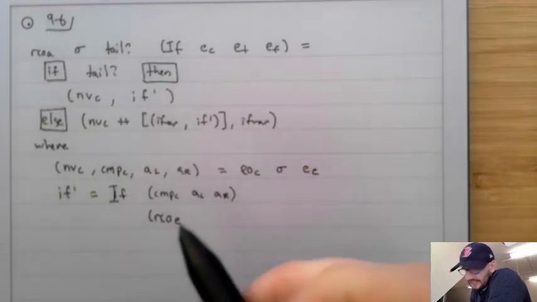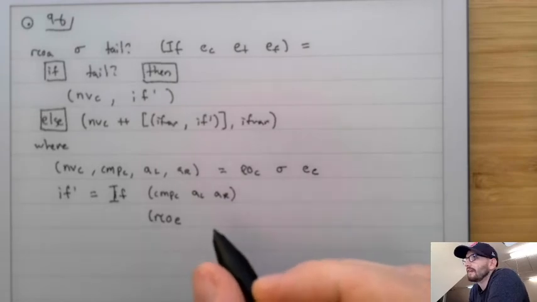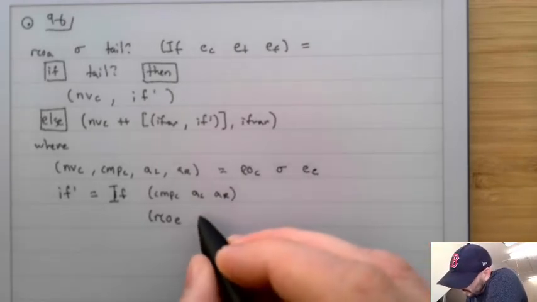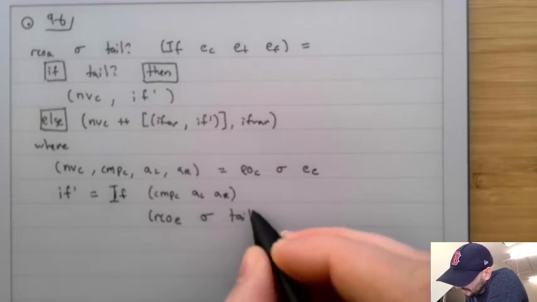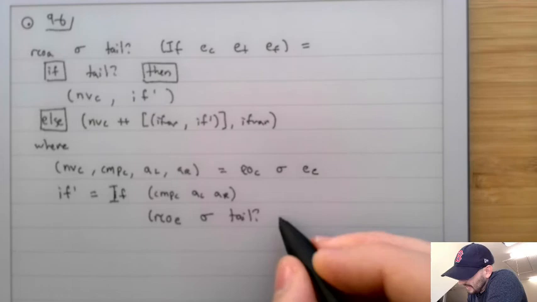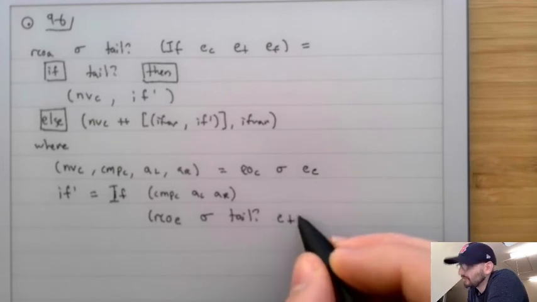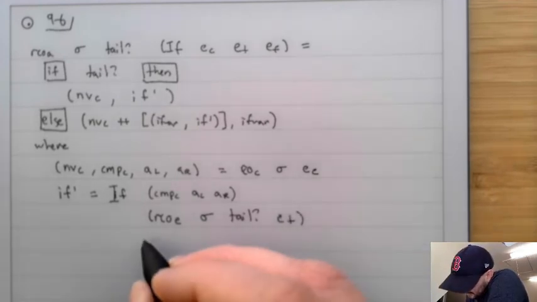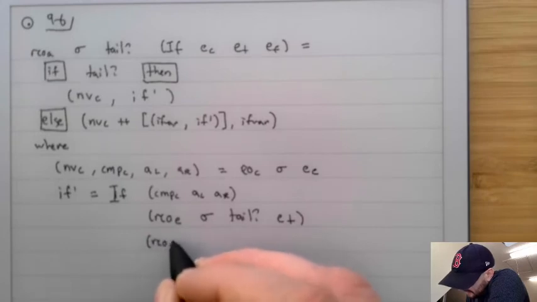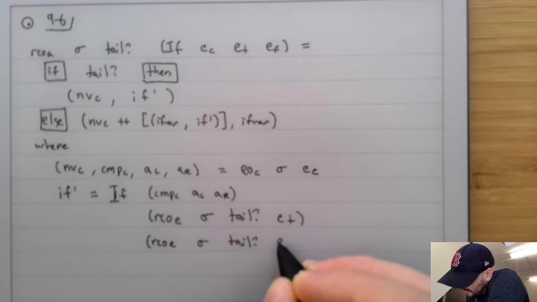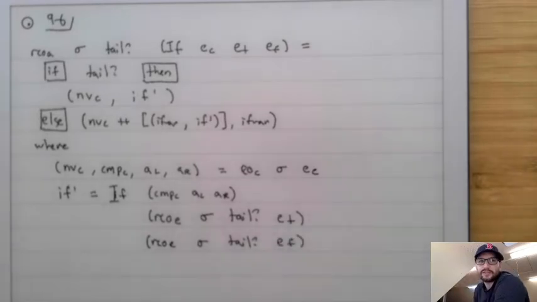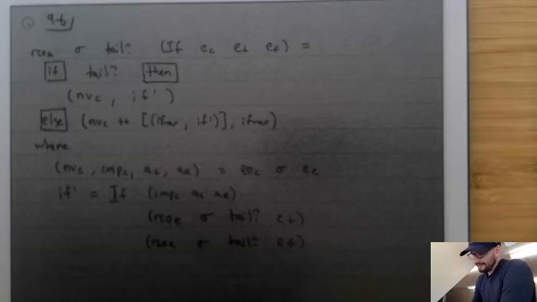Okay, so this is the RCOE of calling it with row and whatever the tail position was before, and the expression that's the true expression. And then the other side of the if statement is the RCOE with the same row, the tail position, and the expression that's the false expression. All right, now what's RCOC? Let's look at that next.